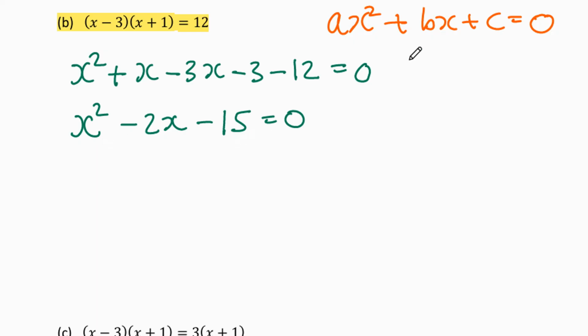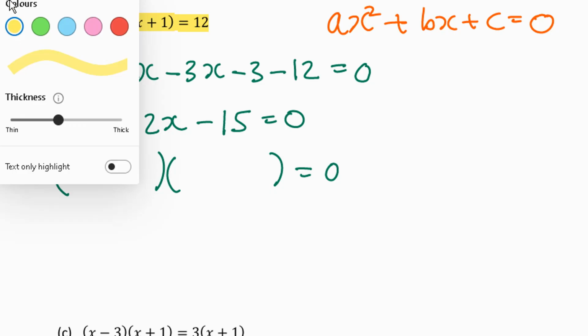Now this equation is in standard form, or standard quadratic form. We first have the term in x squared, then we have the term in x, and then we have the constant. So we can proceed to factorize. We're looking for 15, or rather factors of 15, that when we add or subtract them, we get negative 2.